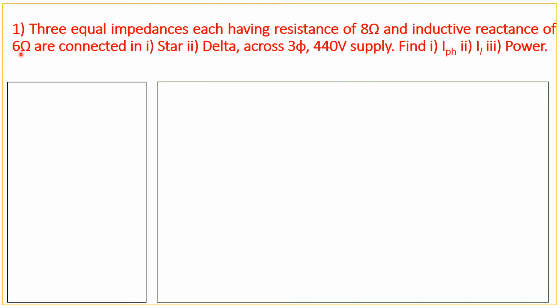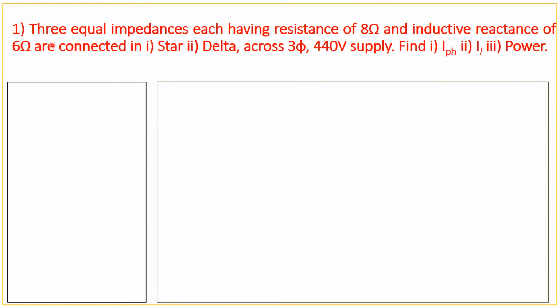So we shall move on to the first numerical. The question given is: three equal impedances, each having resistance of 8 ohm and inductive reactance of 6 ohm, are connected in star. Second one is delta, across a 3 phase 440 volt supply. Find I phase, IL and power. So phase current, line current and power.